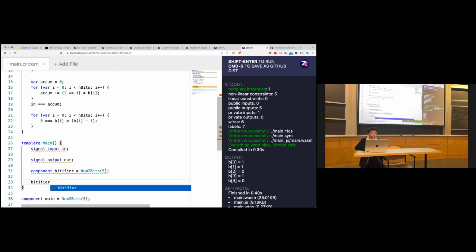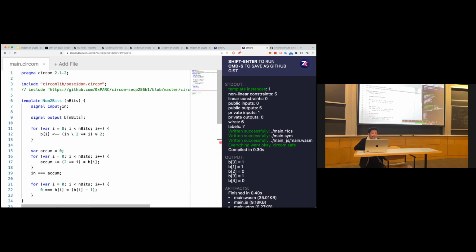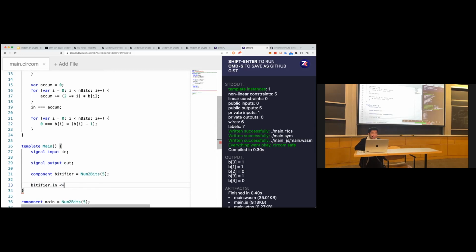So what I can do here is I can write bitifier.in. So that's another thing about the input signal. The input signal allows me to basically connect a wire into this sub-component of the whole circuit, this sub-circuit. Bitifier.in, I'm going to assign in to be that. And again, this notation basically says I'm connecting this wire, which means I'm constraining this signal to be the same thing as the signal labeled in this instance of Num2Bits.